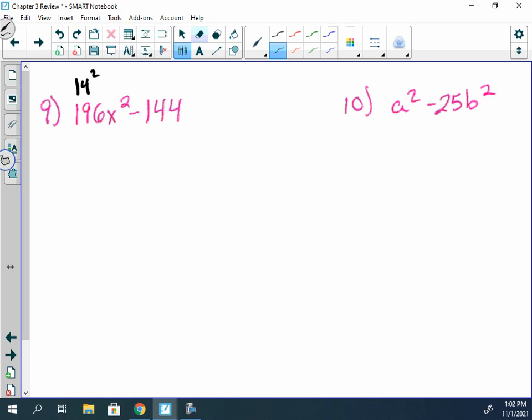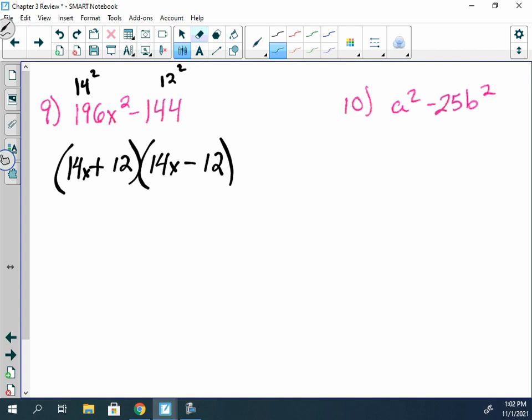Is there a number multiplied by itself that gives us 144? 12. So really what this is, is a difference of perfect squares, because x squared would be x times x. Now, for our difference of perfect squares, we have our two sets of parentheses. The signs would be opposite. Well, here we would have 14x and 12, 14x and 12.